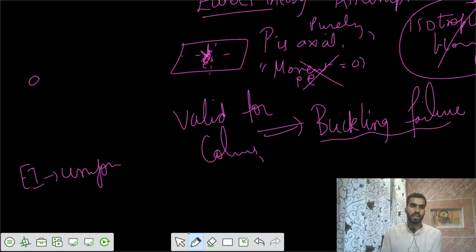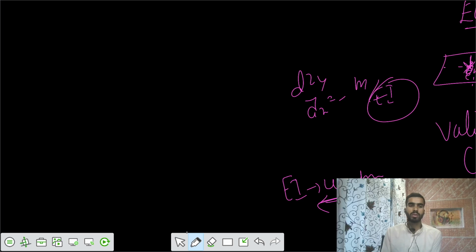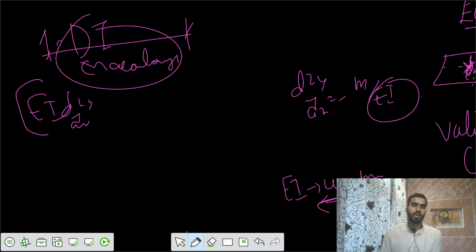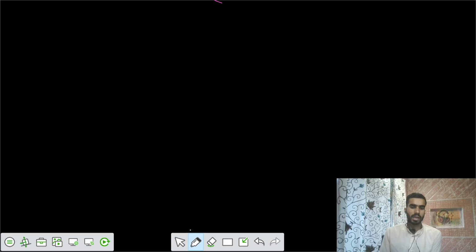One more thing is that EI of the cross section is uniform, because we used the equation d2y by dx2 equals M by EI. So EI should remain constant. As long as EI is constant, we can use this equation. Similar to the deflection of beams, with the double integration method and Macaulay's method, we use the equation EI d2y by dx2. Those are also valid when we have a prismatic beam. That means EI is uniform. Similarly here, EI should be uniform.